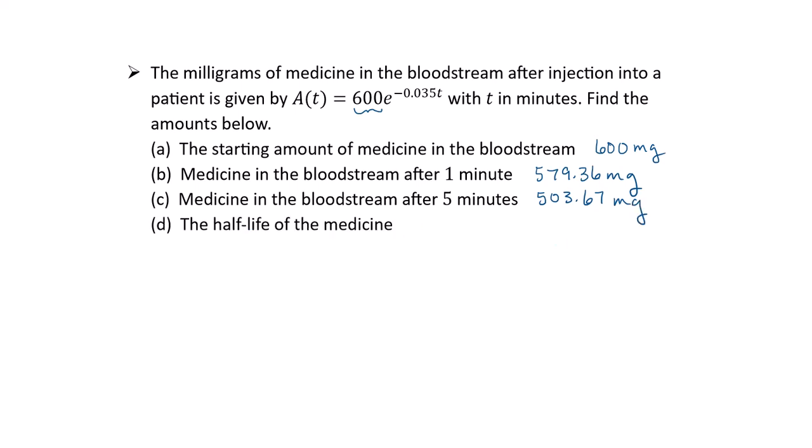Now, what is the half-life of the medicine? We know the formula for the half-life of the medicine is T equals the natural log of 1/2 divided by the constant of decay. When I put that into my calculator, I get about 19.8. That will be 19.8 minutes.